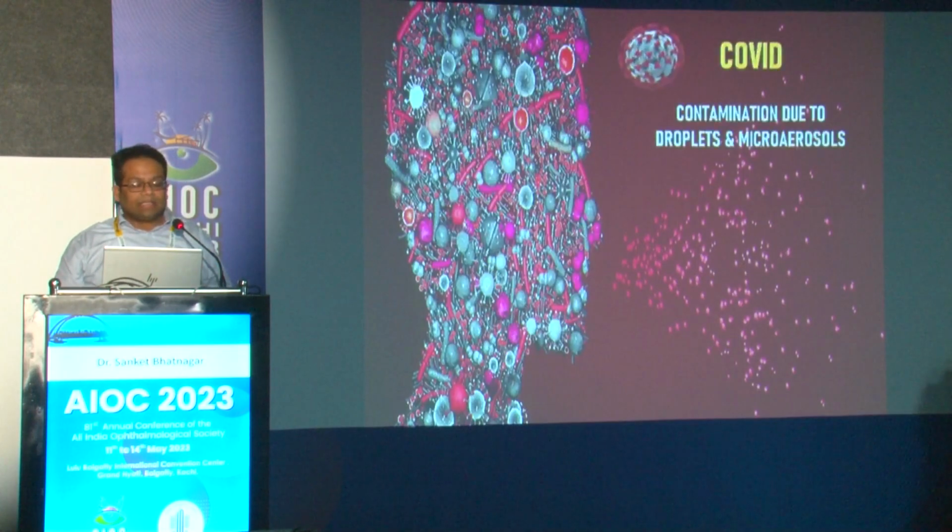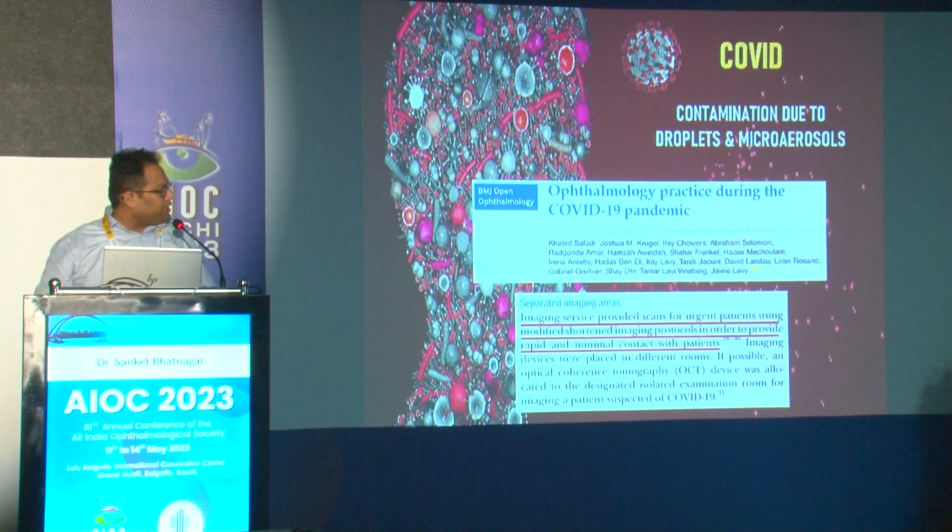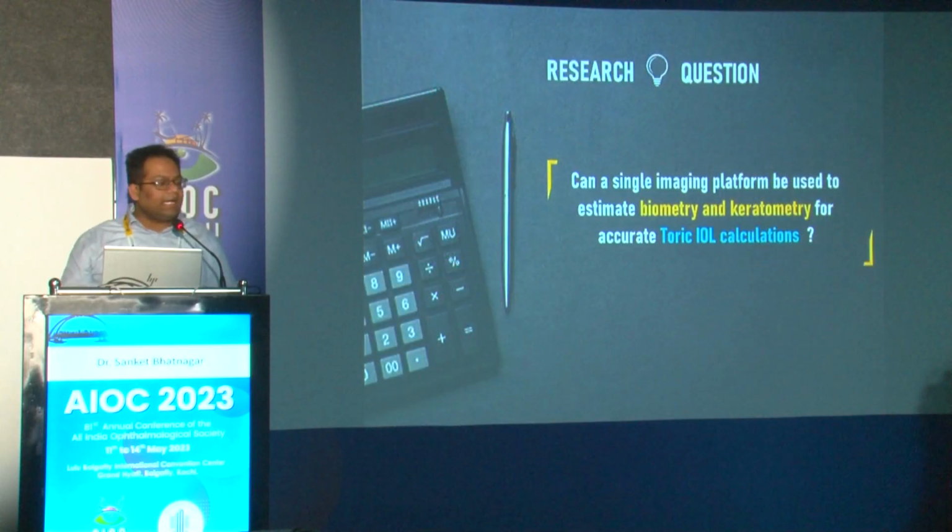COVID-19 as an epidemic has also put light on the fact that we need to go for fewer contact points and shorter imaging protocols. So this begs us to ask: is there a single imaging platform which is reliable enough to give us comparable, if not more precise, keratometry and biometry than our standard devices for toric calculations?